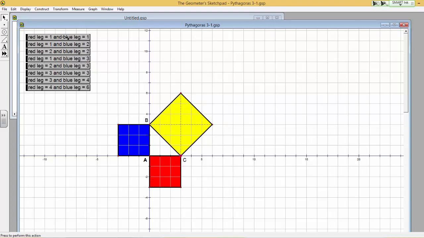Very exciting. Red square, 3 by 3, 9. Blue square, 3 by 3, 9. Yellow square. If you have the pattern, go ahead and fill it out.